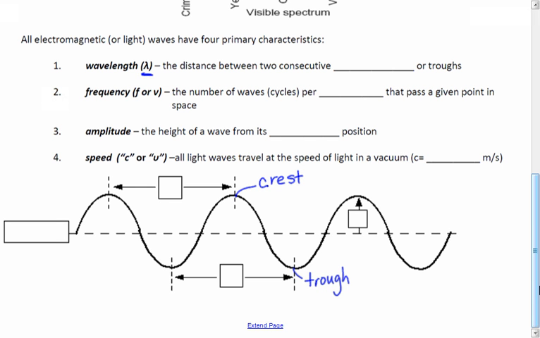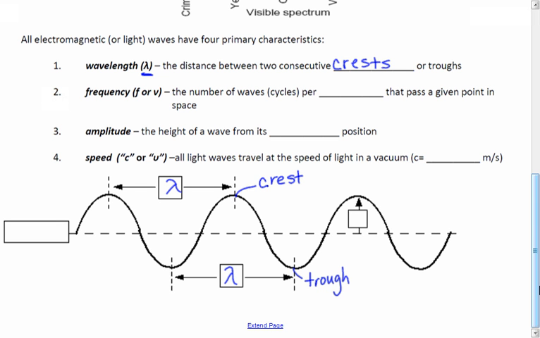So whenever we have a wavelength, we can write a Greek letter called lambda. It looks kind of like an upside down Y. But it's the distance between two consecutive crests or troughs. So the distance from one top to the next or one bottom to the next. So this guy right here is going to be a wavelength from top to top. And this one down here is also a wavelength from bottom to bottom. Those are the same distances. And anytime we talk about wavelength, that's what we're measuring.